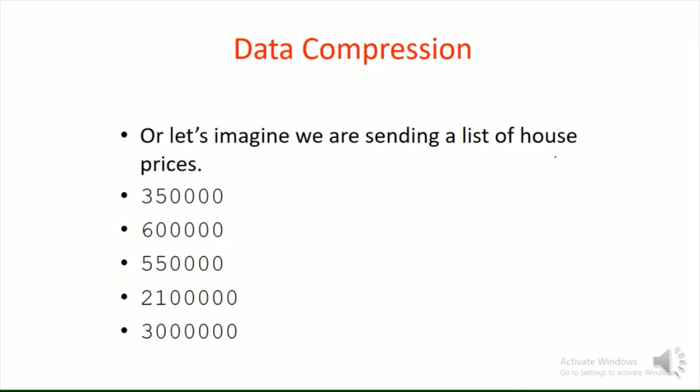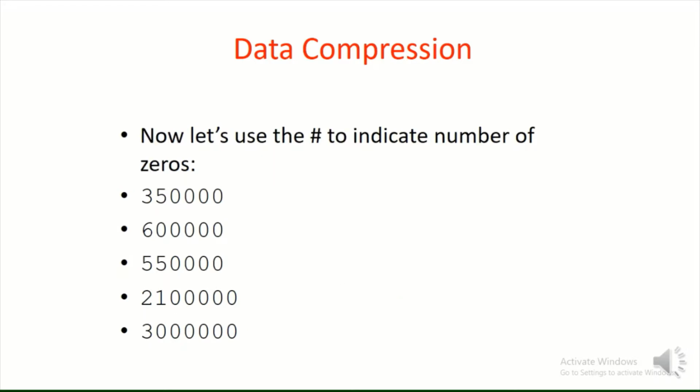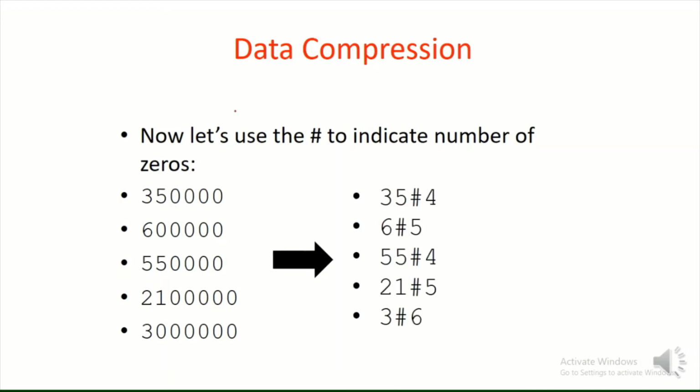Now let us imagine we are sending a list of house prices. You can easily work this out with your brain. You can see there are a large number of zeros. So I will choose a single character to replace them. This is your new generation's favorite character, the hashtag. So you replace 35 hashtag 4. Wherever I have a hash, that means I have to add this many zeros. How many zeros will be indicated by the number? So 6 hashtag means a number of zeros. How many zeros? These are 5.